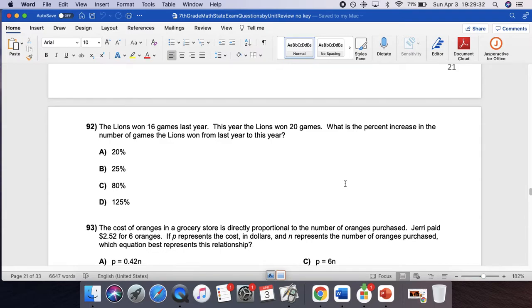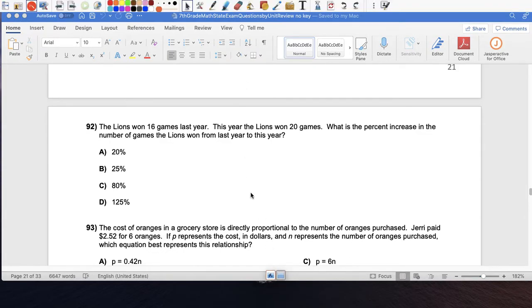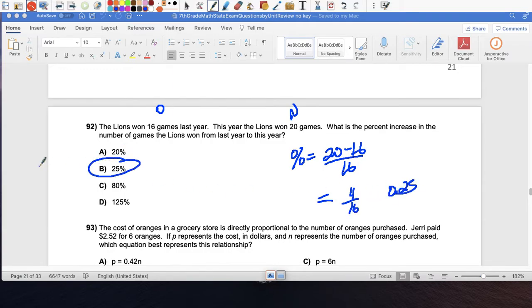The Lions won 16 games last year. That's great. This year the Lions won 20 games. What is the percent of increase? So this is the new, this is the old. So 20 minus 16 over 16, and that is 4 over 16, which is 0.25 or 25%. So 92 is A. B, sorry, B.